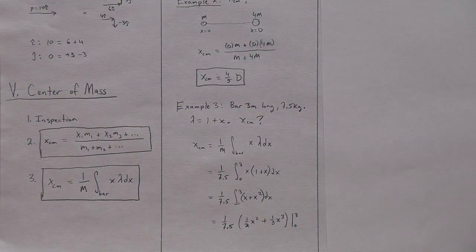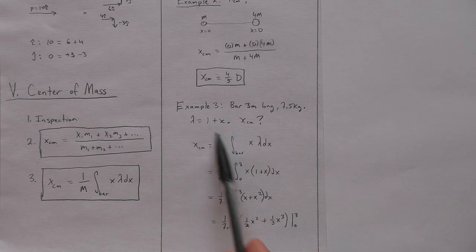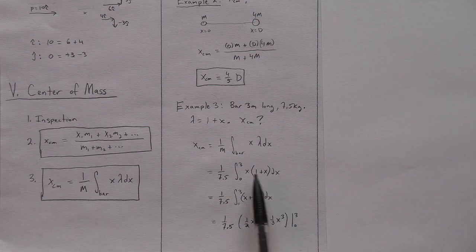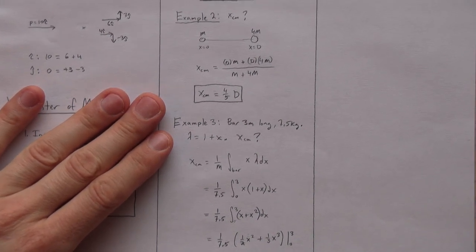All right, so we use the formula that I had given you earlier, 1 over 7.5, 1 over the mass. And then I integrate x times lambda, lambda being this function, 1 plus x, dx. So I distribute that x, which gives me x plus x squared. And then I integrate that from 0 to 3 meters, the length of the bar. Now x integrates to x squared over 2, and x squared integrates to x cubed over 3. And I have my limits to now plug in. So I plug them in there.